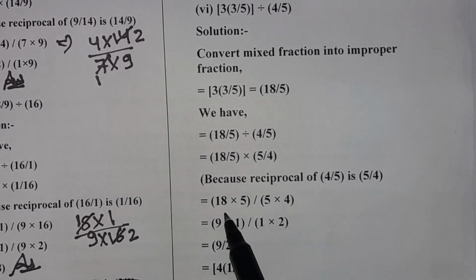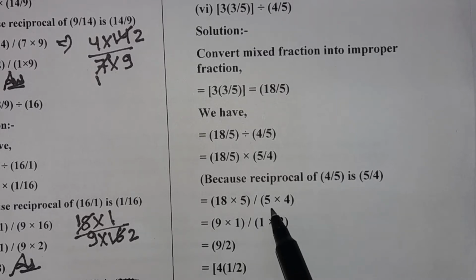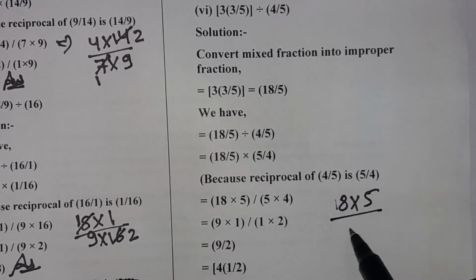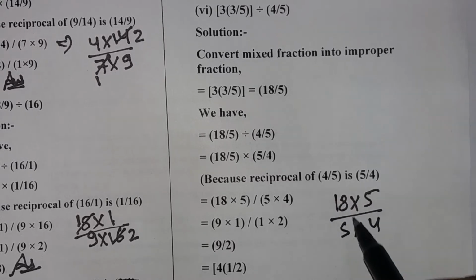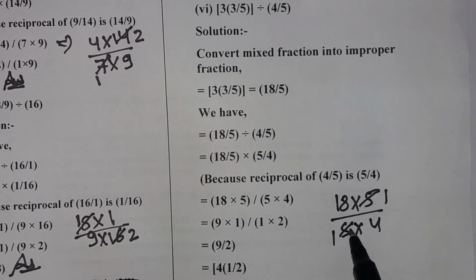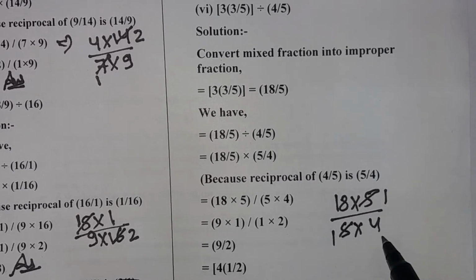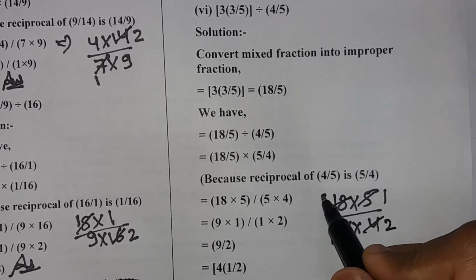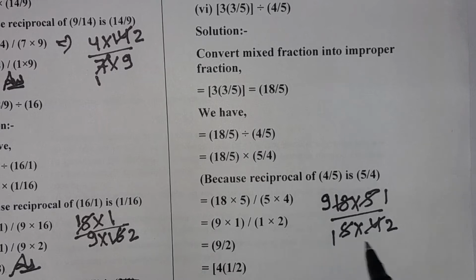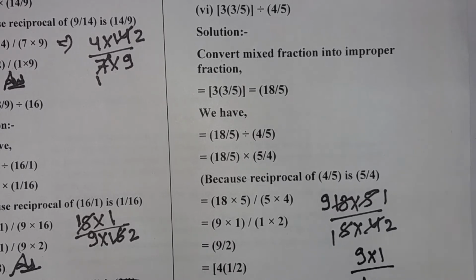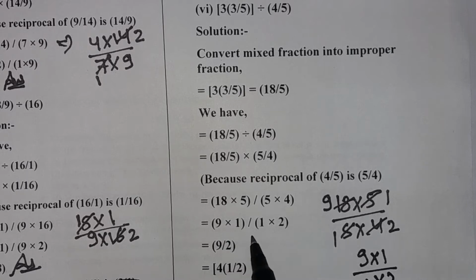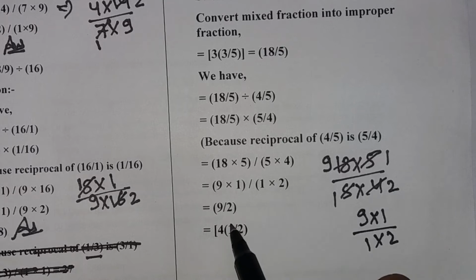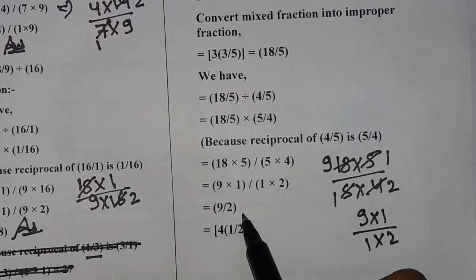So here 18 into 5 divided by 5 into 4. By cancelling it, 18 into 5 upon 5 into 4. Here 5 will cancel by 5. So it will become 18 into 1 upon 4. We can again cancel it by 2. It will be 2 times and it will be 9 times. So here it will be 9 into 1 upon 1 into 2. So 9 into 1 divided by 1 into 2. 9 ones are 9 and 1 into 2 will be 2. So here 9 upon 2 will be the answer.